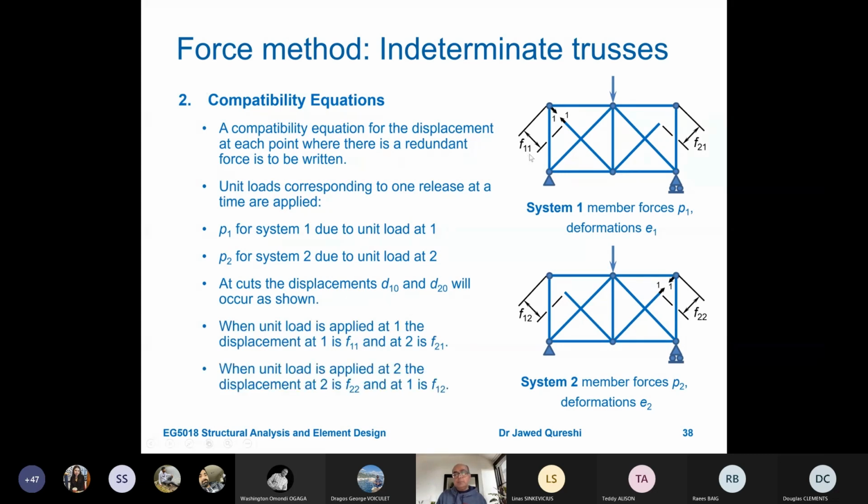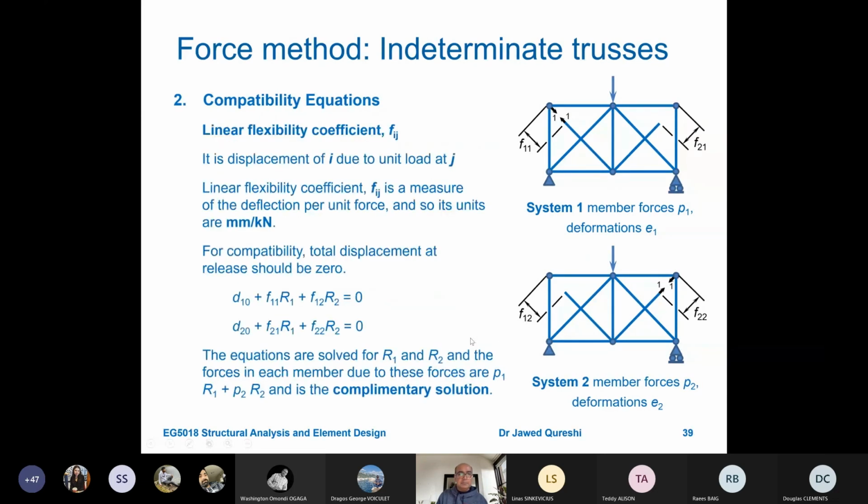Flexibility coefficient F11 means that load at 1 due to applied unit load at point 1, node 1. Flexibility coefficient at 2 due to applied load at 1. And again here you can say that if this is F12, it means that the load is applied at node 2. And then how do we assemble them?